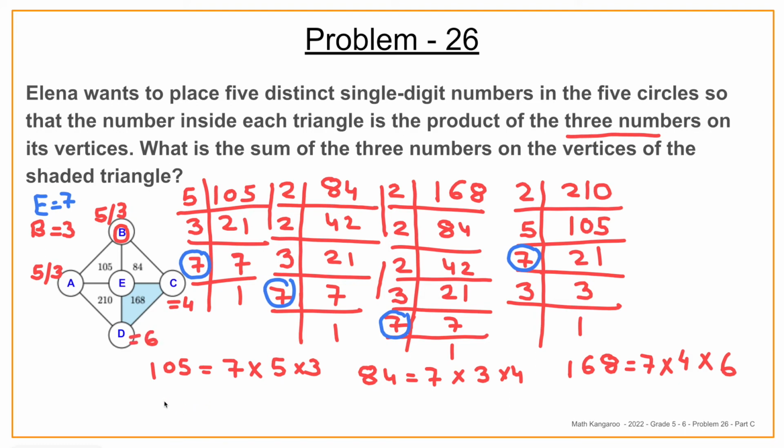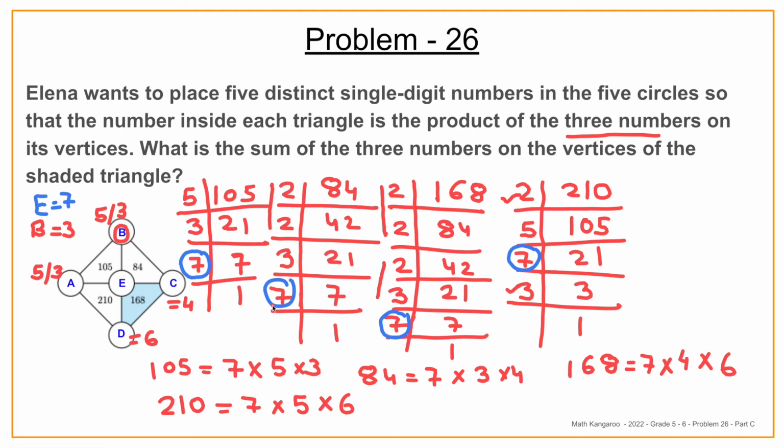Now let us consider the last number, 210. So we have 7 taken and 210 would be common with A, and we know A is 5. So we write 5 here. Which numbers left? We have 2 and 3. That means we multiply 2 by 3 gives us 6. So this proves that D is 6 as well.